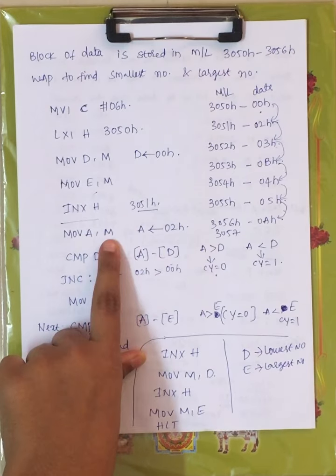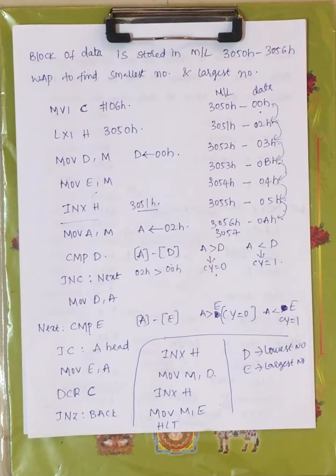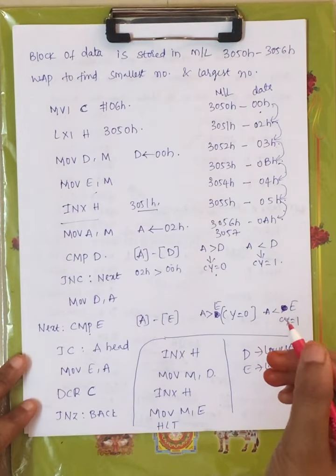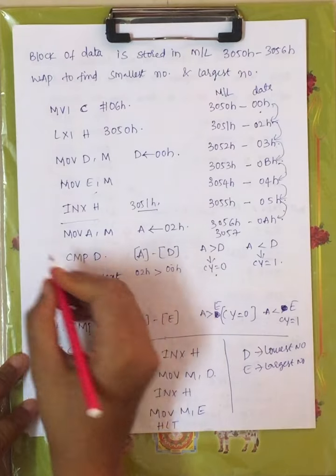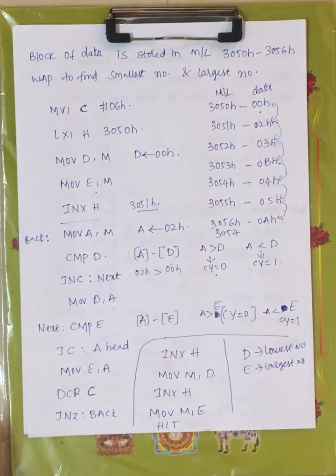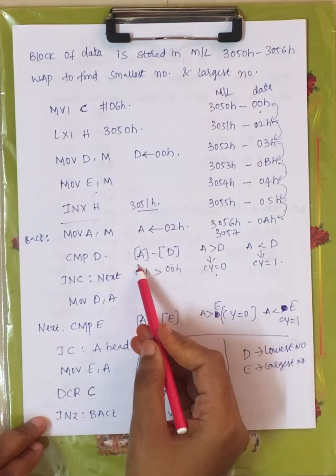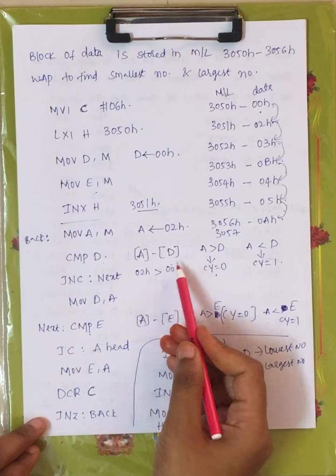Now move A comma M. Now 3051H is storing data 02, right? Now the back will be here. 02 is moved to the A register. Now the contents of A are compared with the contents of D.